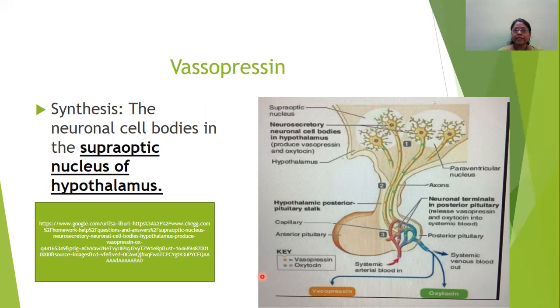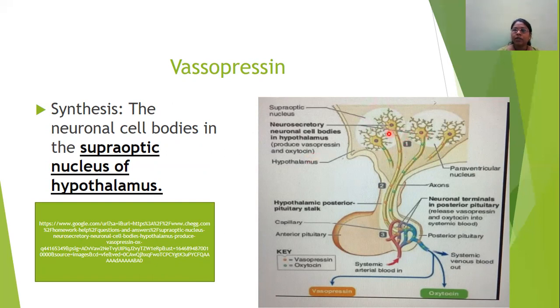But first we will see how it is synthesized and from where it is synthesized. Vasopressin is a hormone. It is synthesized by the neuronal cell bodies in the supraoptic nucleus of the hypothalamus. So again, the same diagram is shown here. This is the hypothalamus. This is the pituitary gland, and the posterior pituitary, that is the neurohypophysis, is there.